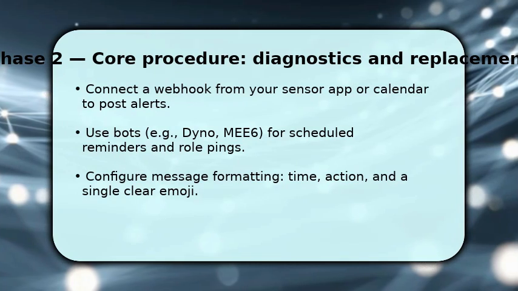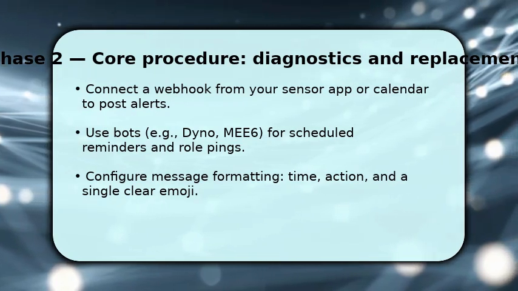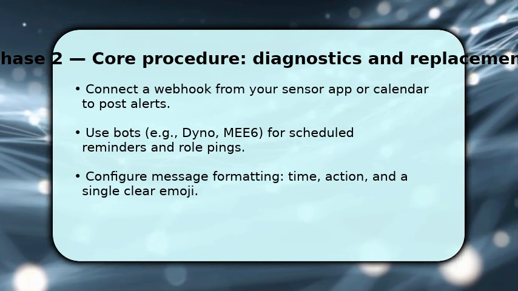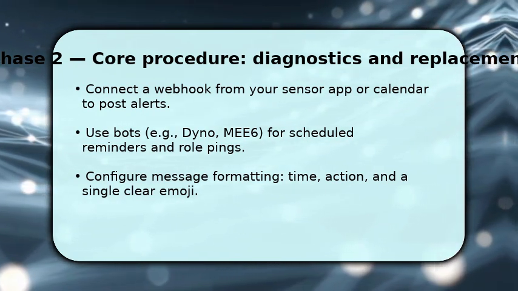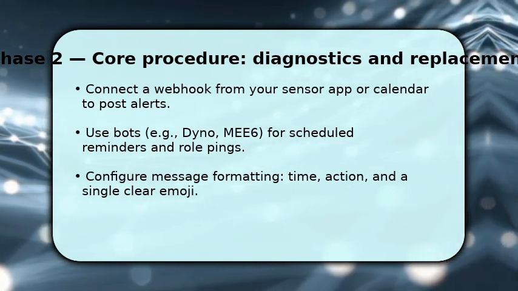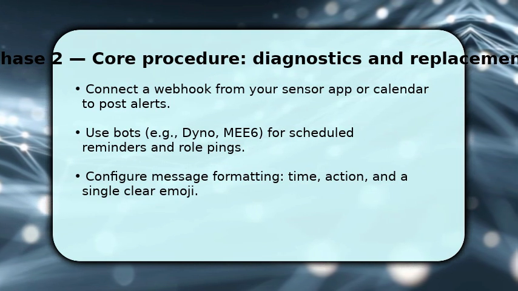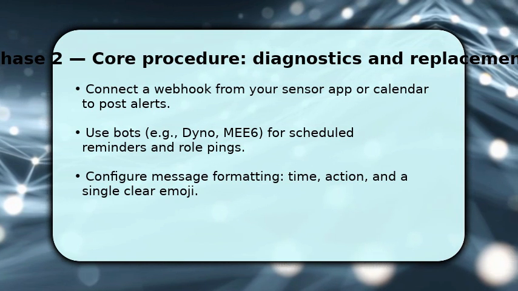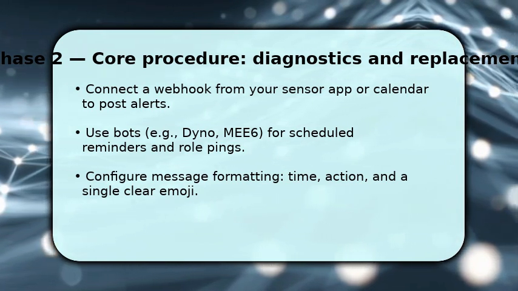Next, you automate. Integrate your watering sensors, calendar, or garden app with a Discord webhook to push structured alerts. You configure a bot to send scheduled reminders, set cron-like timing for watering, fertilizing, and harvesting. Once configured, map each event to a role ping, for example, @gardeners for watering, @harvest for pick days.